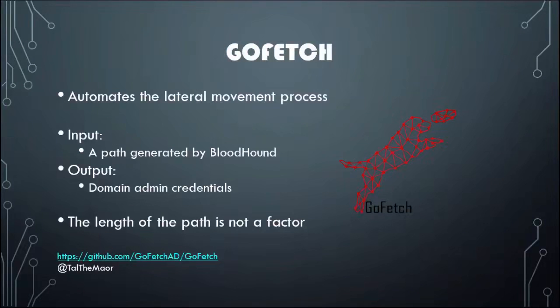Another cool tool is GoFetch. What GoFetch does is it takes as an input a path generated by Bloodhound, and it automates the entire lateral movement process. So it moves from one node to the next, extracting the credentials of the next user, and so on until reaching the final node of the path, where it extracts the credentials of the domain admin and returns them to the attacker. So as you can see, once you have the entire process automated, attackers don't need to necessarily have the shortest path possible. Any path which would lead them to domain admin credentials is good enough.